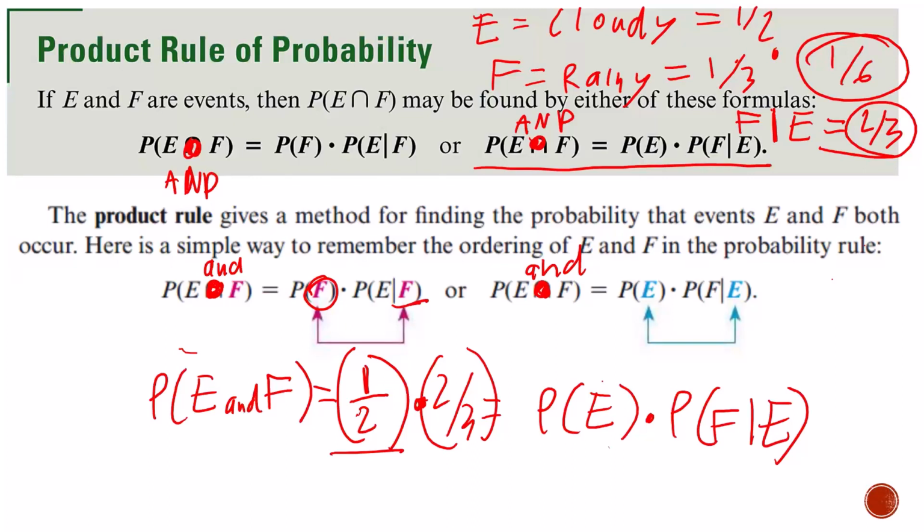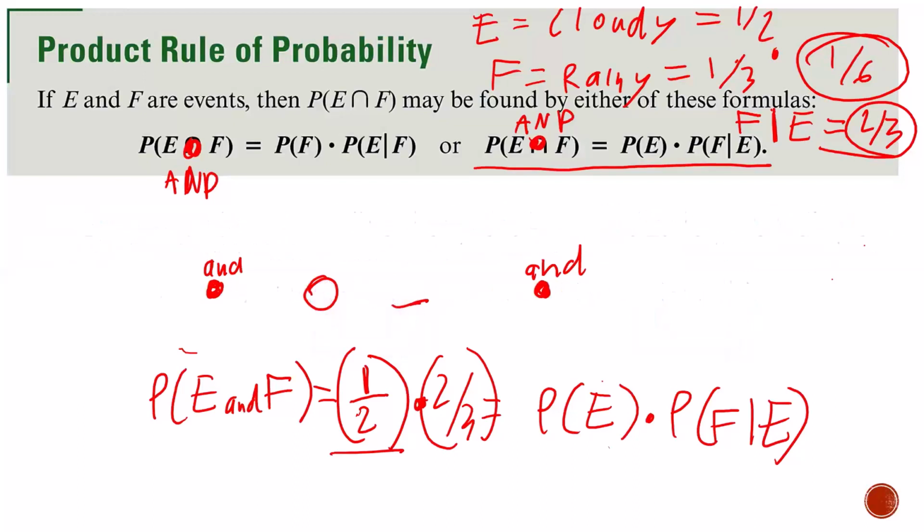Do the events have to be dependent? So these are for... well, if the events are independent, this formula becomes the other one.